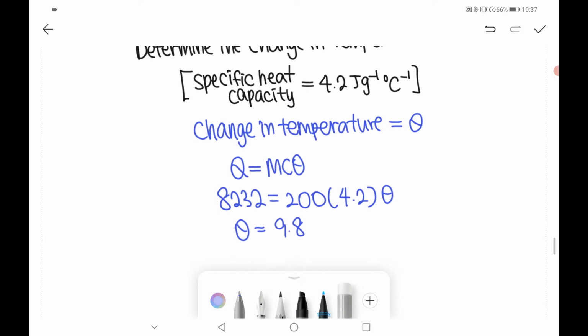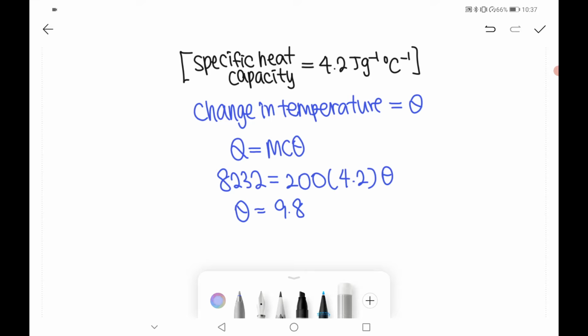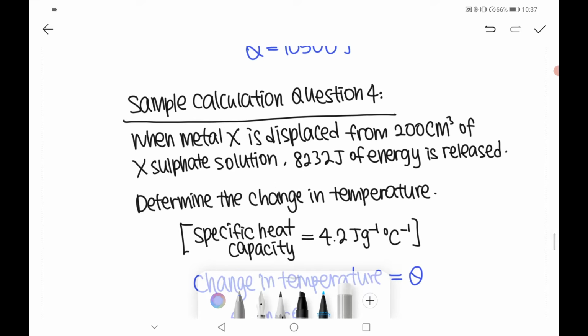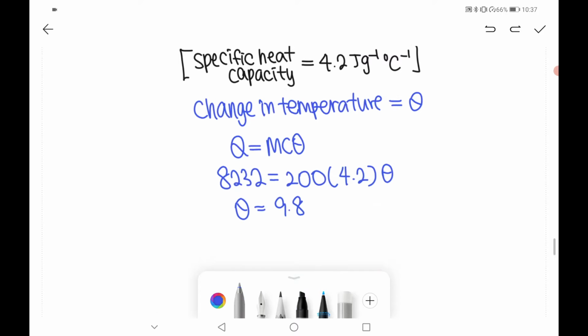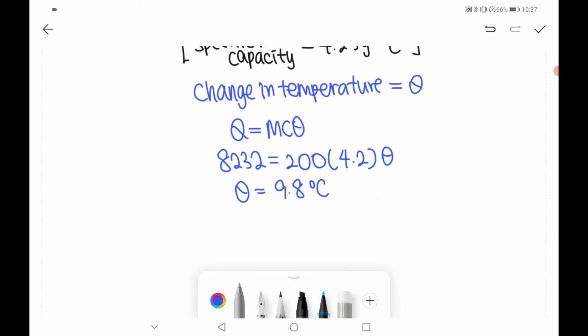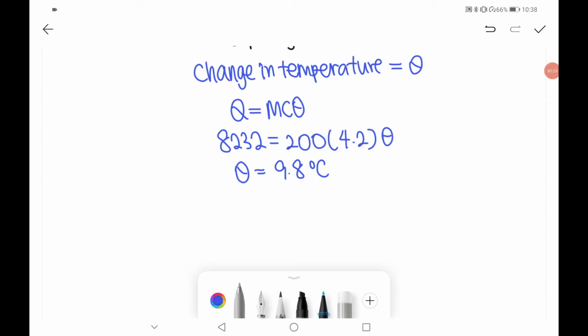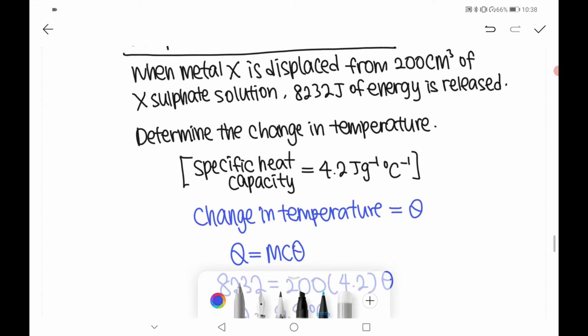Please don't forget about the unit. What is the unit here? They are looking for temperature change, so the unit for temperature is degree Celsius. That's it. So this is how we do the calculation.